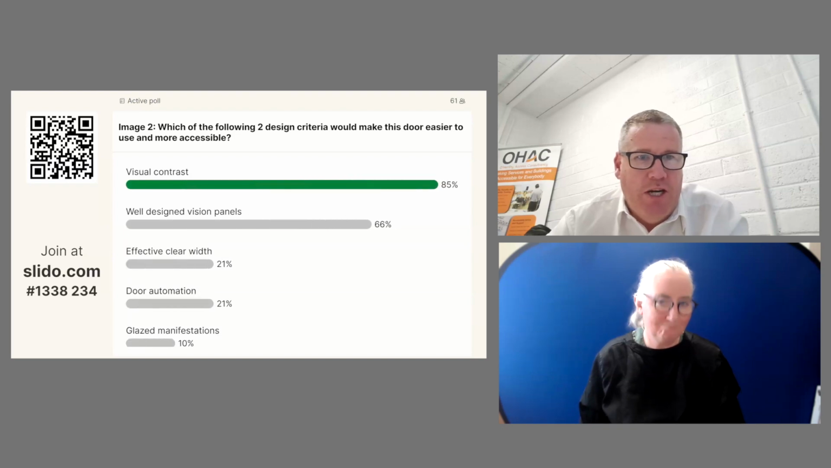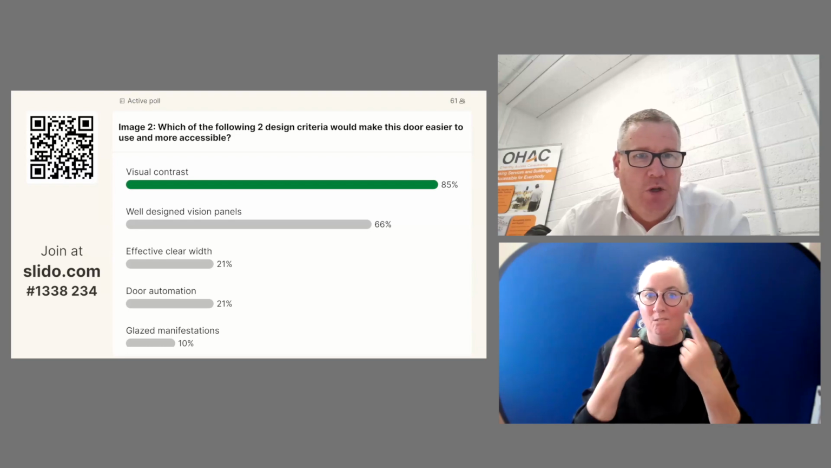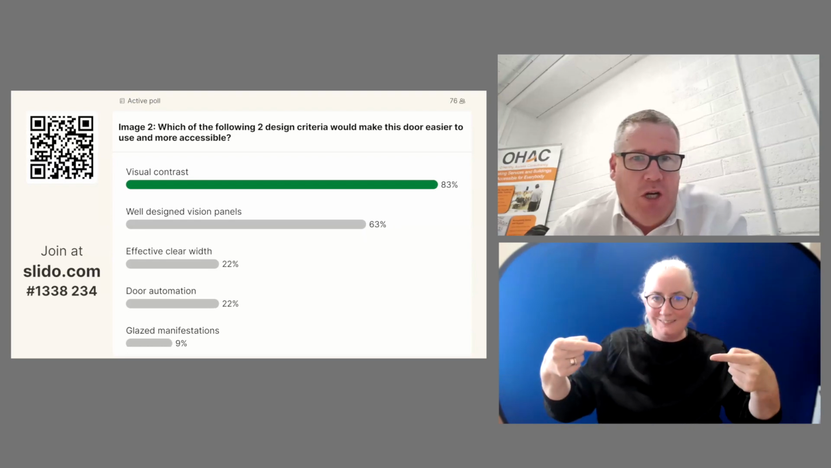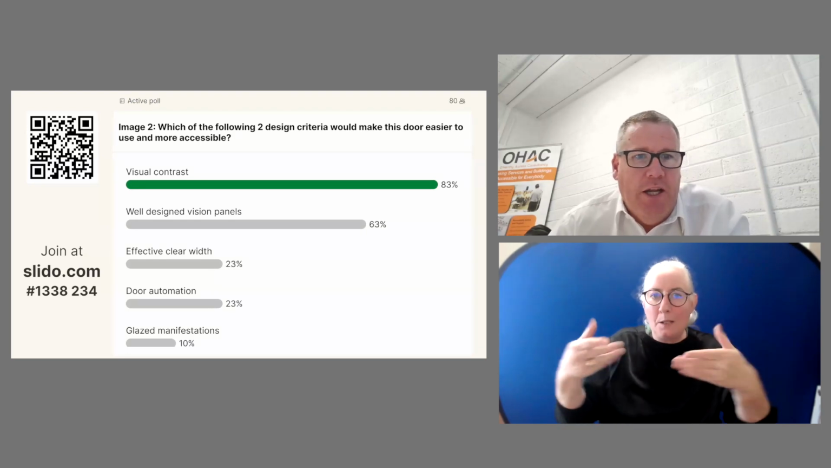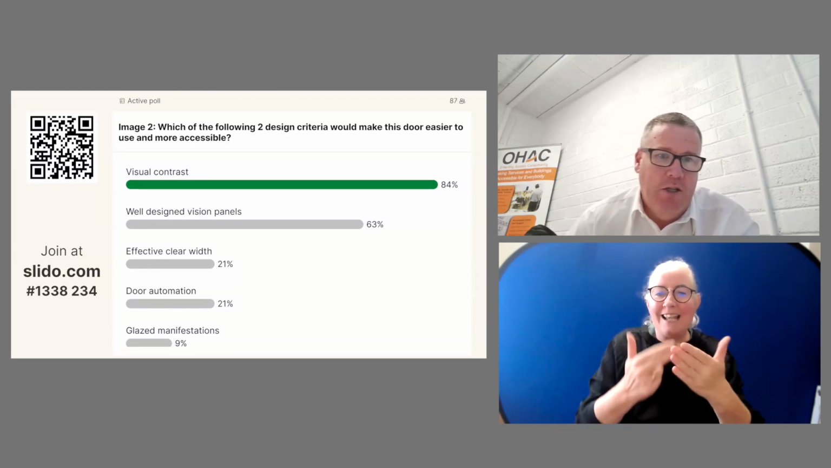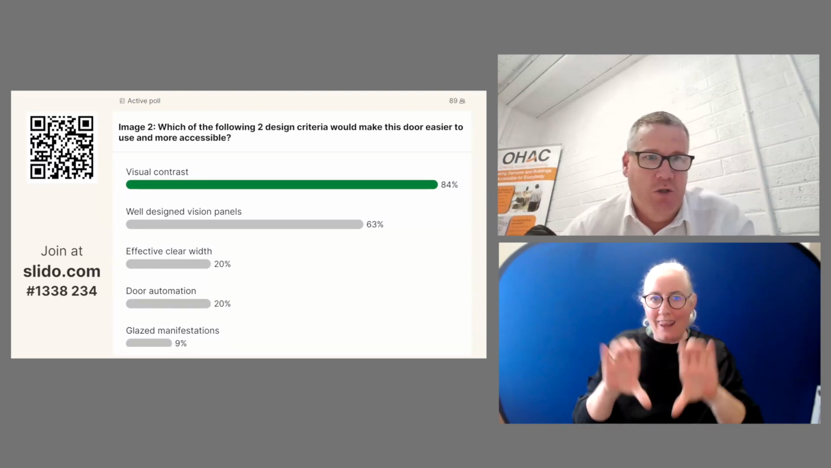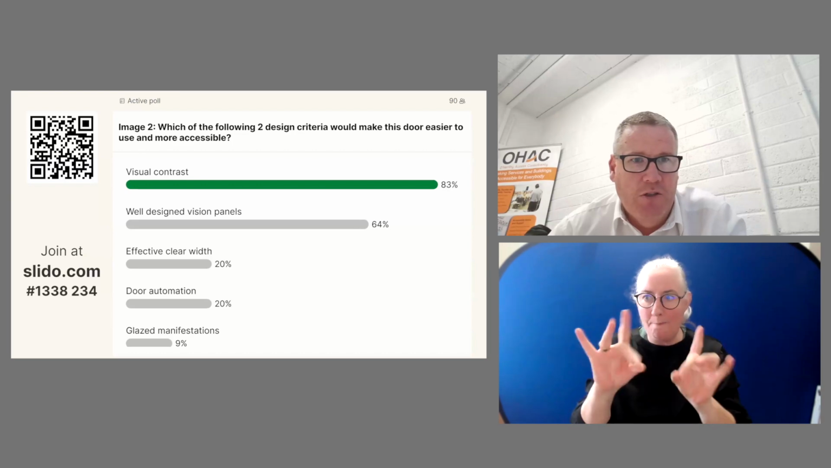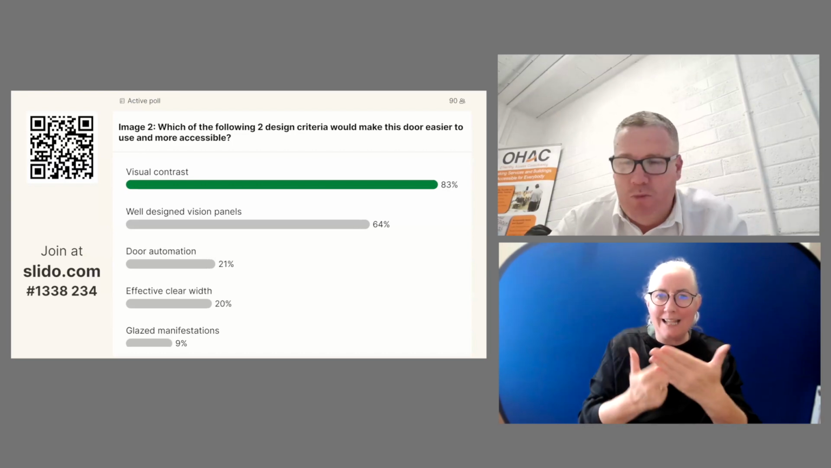Okay, so visual contrast, very good. Providing visual contrast between the door and the wall, and then well-designed vision panels are the two good answers. There was a glazed screen at the end of the corridor, so we want to make sure that we have well-designed vision panels there, 64%.